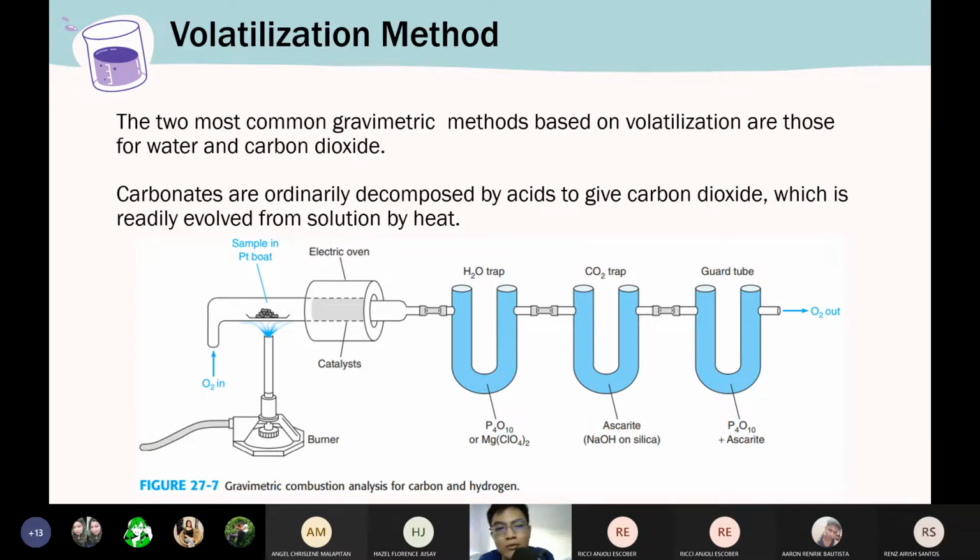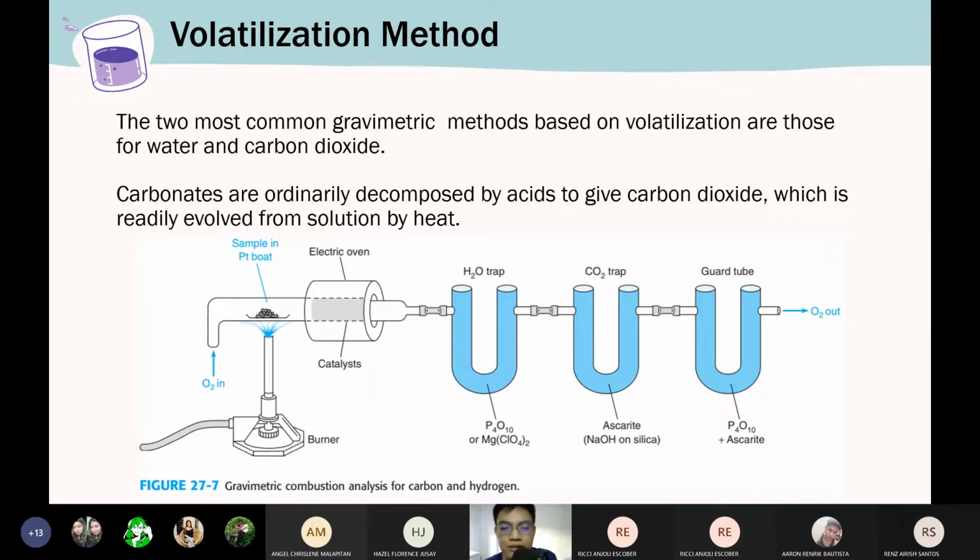Okay. Kailan ginagamit ang volatilization method? Okay, and actually this is your experiment. In the volatilization method, you will just decompose your substance into products, and yung amount ng products na makukuha mo, you can use that to determine kung ano yung iyong chemical formula or the purity of your sample.